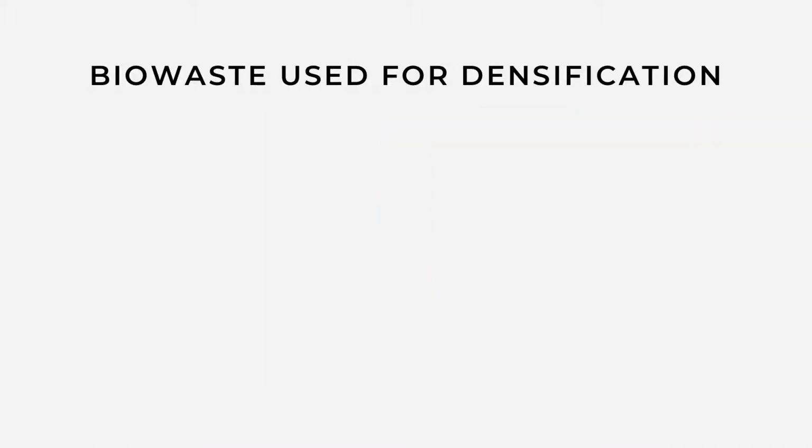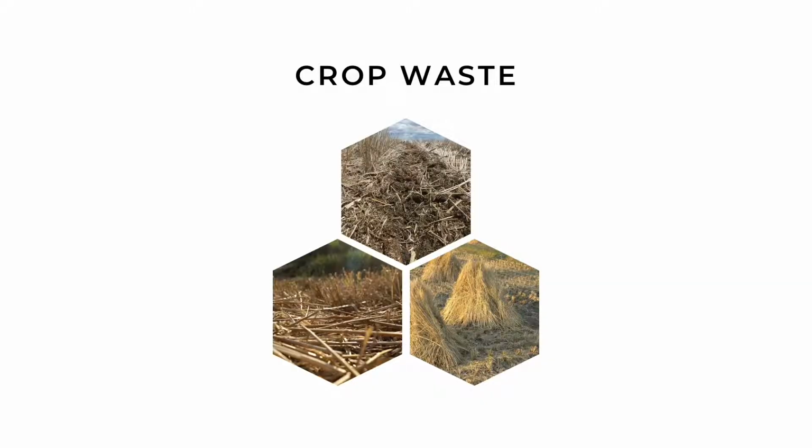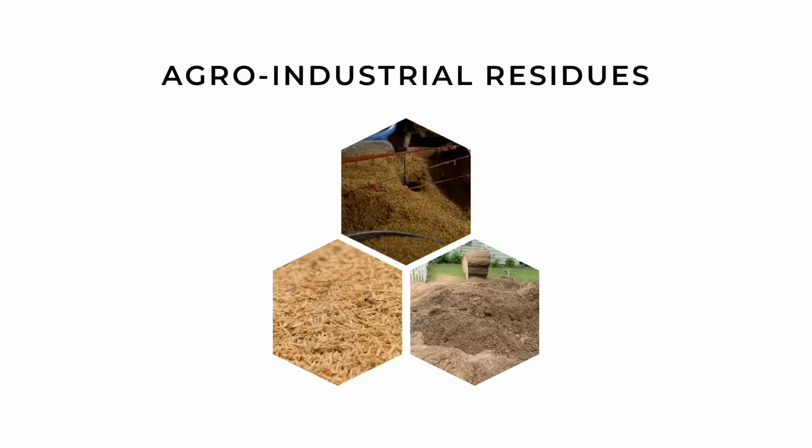Biowaste used for densification can be divided mainly in two types of lignocellulosic residues, which are crop waste and agroindustrial residues. Crop waste include the residues which remain in the field after harvesting, for instance, soya straw, maize straw, or wheat straw. Agroindustrial residues, on the other hand, are generated during the processing of crops or log wood and include rice husk, coffee husk, and soybean husk, bagasse, sawdust, and other wood processing products.